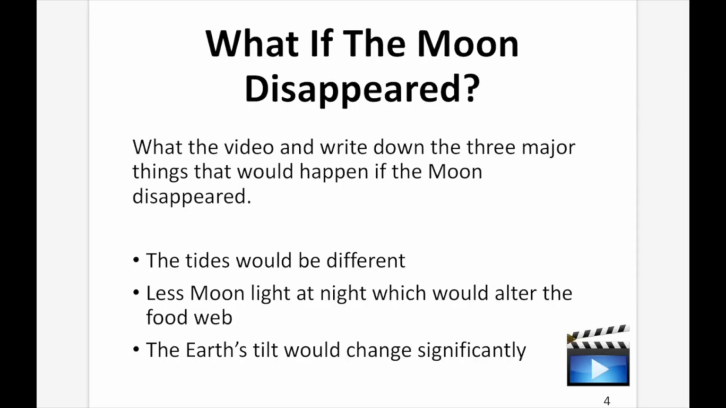So after watching the video, you should have got these main 3 things. Number 1, the tides would be very different. We've already talked about the fact that the Moon influences the tides. If the Moon went away, our tides would be a lot lower because they'd only be influenced by the Sun and not the Moon as well.